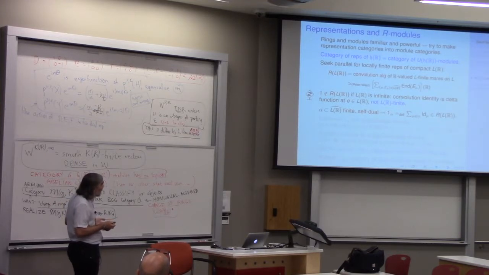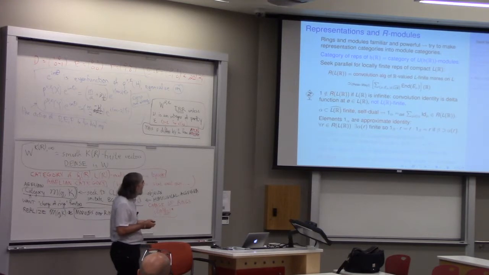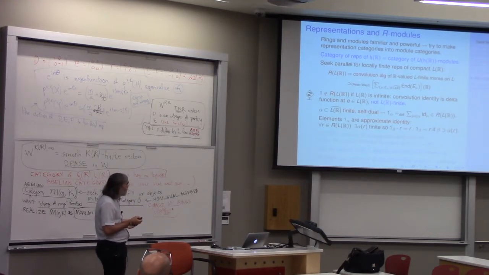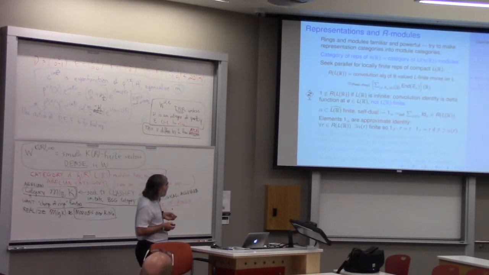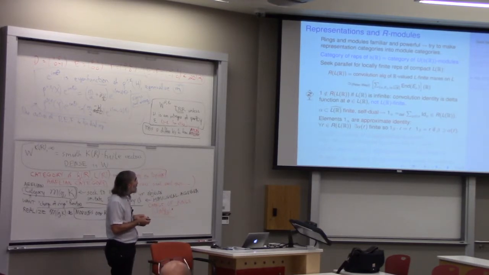These elements 1 sub alpha make what's called an approximate identity. If you have, in the convolution algebra, any one of these L finite measures, then you can find some set of representations so that if you take any of these approximate identities that's big enough, that contains this alpha of R, then that approximate identity is an identity on R.